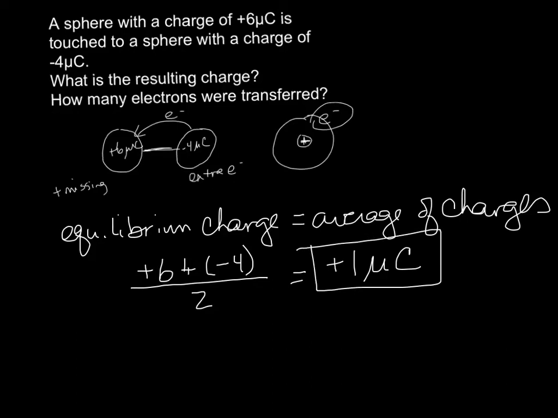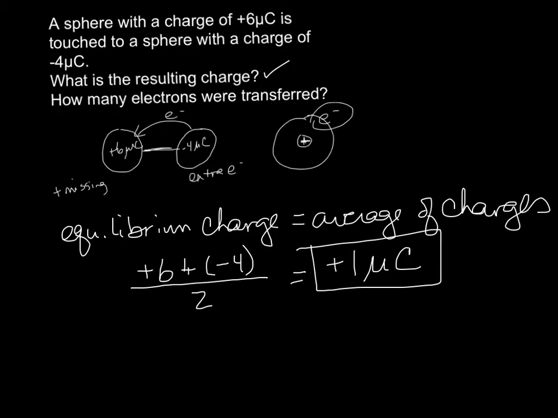So when they're done transferring the electrons, when the electrons are done going from the negative to the positive, both spheres, this sphere and this sphere, will have a charge of a positive 1 microcoulombs. Okay, so we answered that part. Check, done, yay! Okay, how many electrons were transferred?